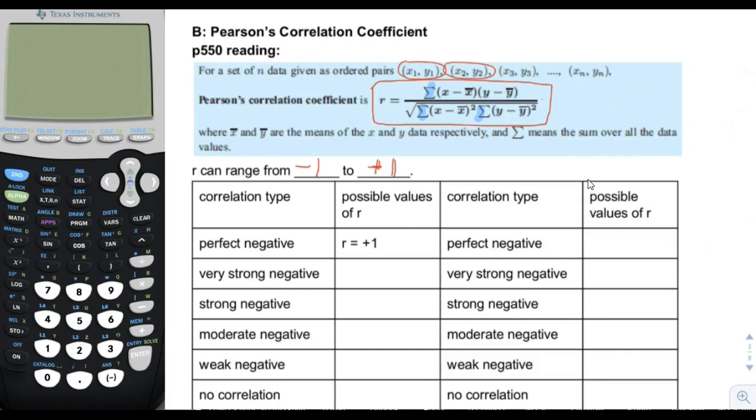Okay? Anything close to 0, no correlation. 1 or -1, very correlated. Just +1 means positive correlation. -1 means negative correlation, which just means the direction it's pointing. Is it pointing down, which is negative, or is it pointing up, which is positive? Okay.